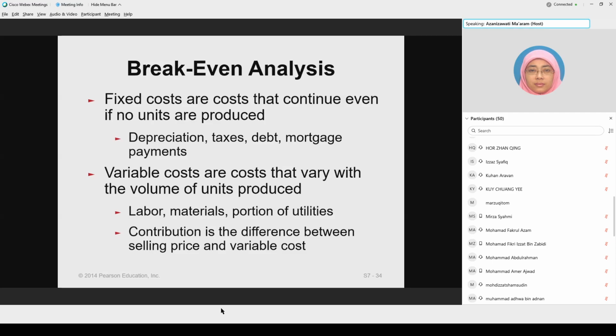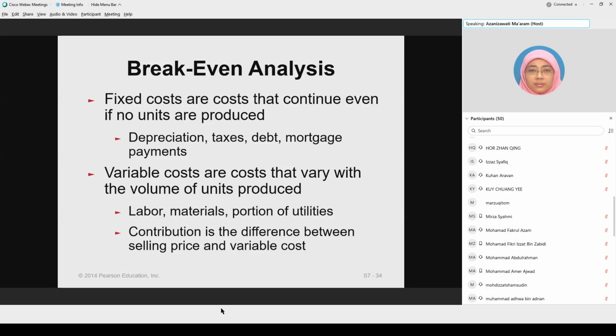Similar with tax. Tax, whatever you produce the products, and then it not calculated based on number of products, but it based on number of months. So that is tax. Otherwise, for variable costs are costs that vary with the volume of units produced.